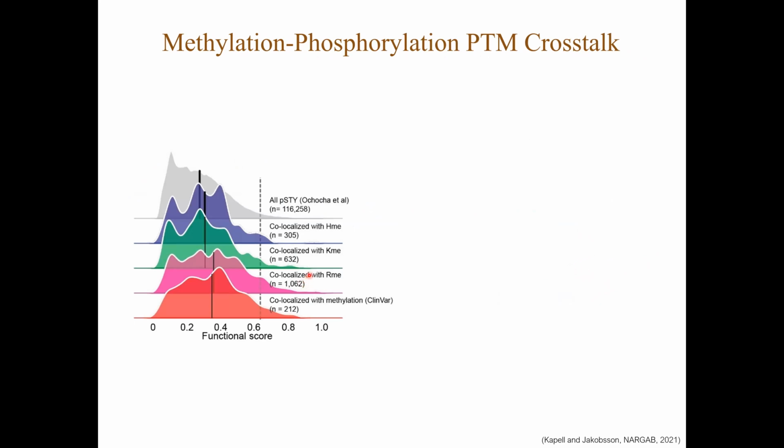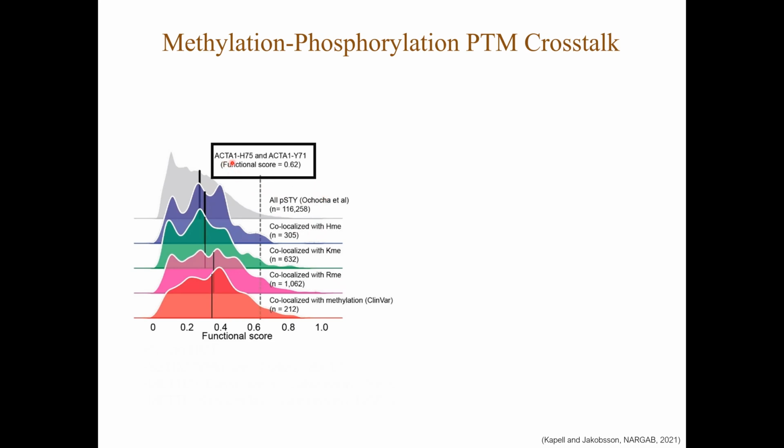So here are density plots for all of these 116,000 phosphosites and the ones that co-localize with histidine, lysine, and arginine methylation. And you here see that the methylation sites that co-localize with a phosphorylation, they all have an above average functional score. And to highlight one interesting site we found, I chose this one.